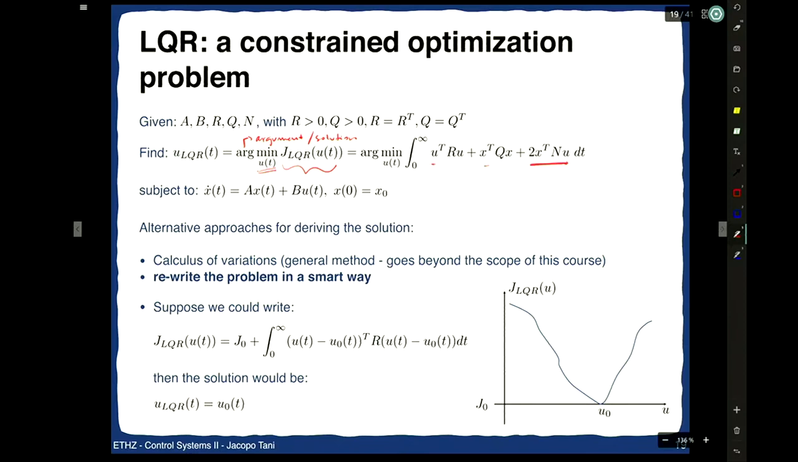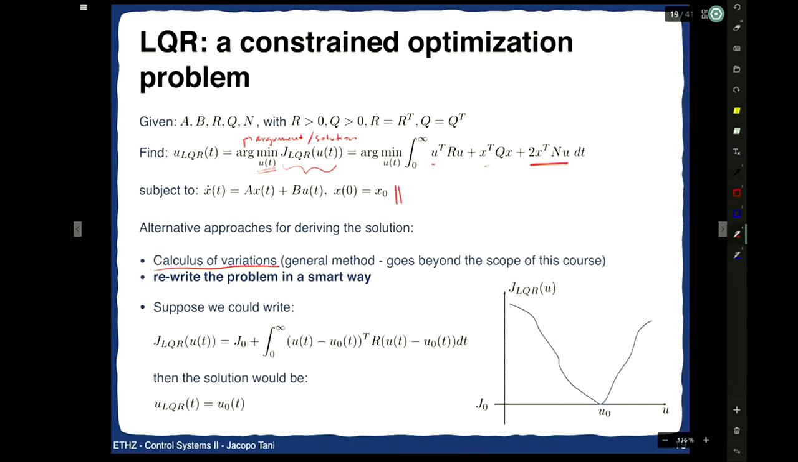But this minimization is not just find whatever u that works. It's constrained. It's constrained by what? By the fact that x is related to u in a specific way. It's related to u by the system dynamics, okay? So this is what is called a constrained minimization problem. The classical way to solve constrained optimization problems, which are typically complex, and this is the gateway to a lot of modern control stuff that you can do beyond linear quadratic control, the proper general mathematical approach is based on something called calculus of variations.